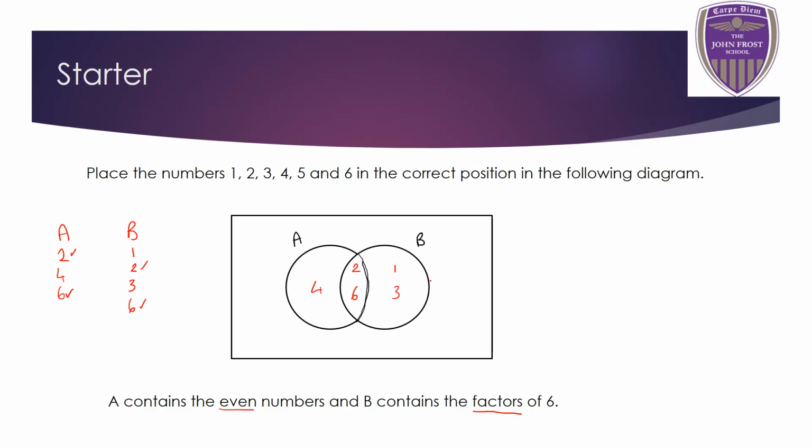So are we done? Well, think about it. The only number that we haven't used on this diagram is the number 5. That's because 5 is not an even number, and 5 is not a factor of 6. So where does it go on this diagram? Well, it won't go in any of the circles. So hopefully you've put the number 5 somewhere on the outside of the circles, but still within the diagram. Well done if you got that correct.